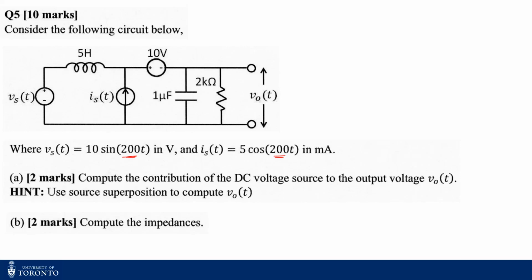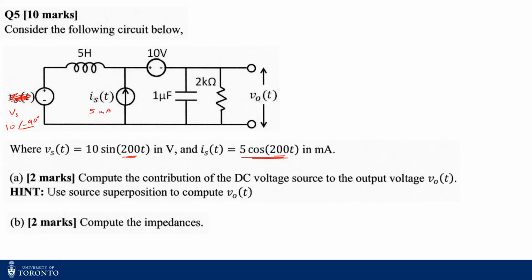So therefore, this current source is already in the cosine format. That's fine. But your voltage source is in the sine format, right? So the phasor domain for this one would be a shift of 90 degrees, right? So I'll just write the phasor format. This Vs is basically 10 angle minus 90 degrees, and this Is is just 5 milliamps. That's it, right?